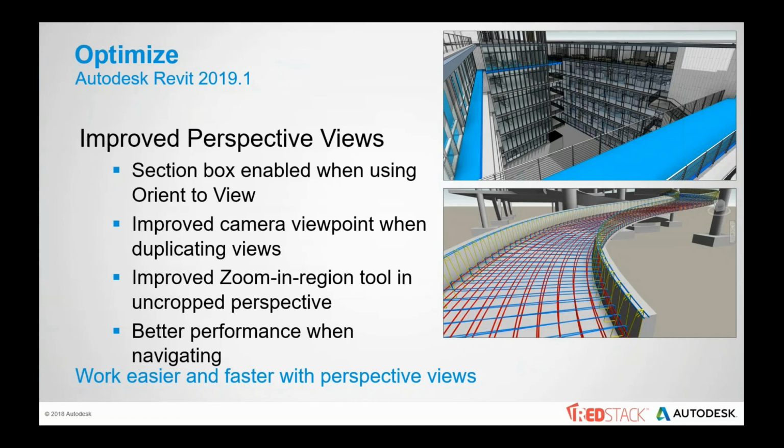And also the behavior of the keyboard modifier for orbit, pan and zoom has been refined. You can switch between orbit and pan using the center mouse button and the shift key. Panning and navigation in uncropped perspective views is more responsive and faster as well. Thanks to these new improvements, you can work easier and faster with perspective views.